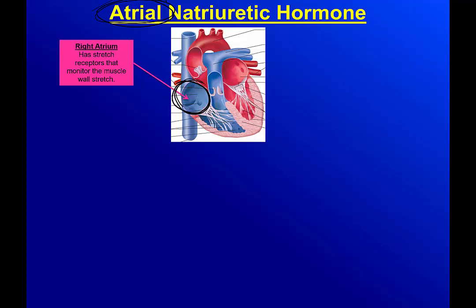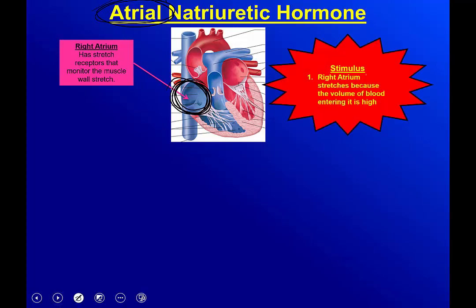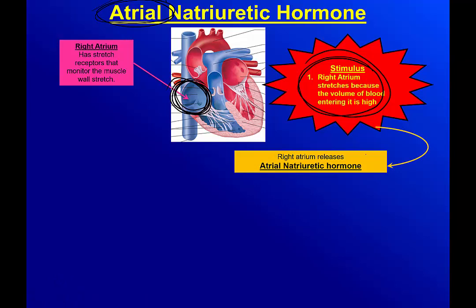Pretty much, if you overstretch this atria, in other words, you have too much fluid, it takes action. So the right atrium stretches because the volume of blood entering it is high. In other words, this is like trying to put an extra large pair of sweatpants on a person who's a double XL. Kind of stretches a bit far. So when that happens, the right atrium actually releases atrial natriuretic hormone.